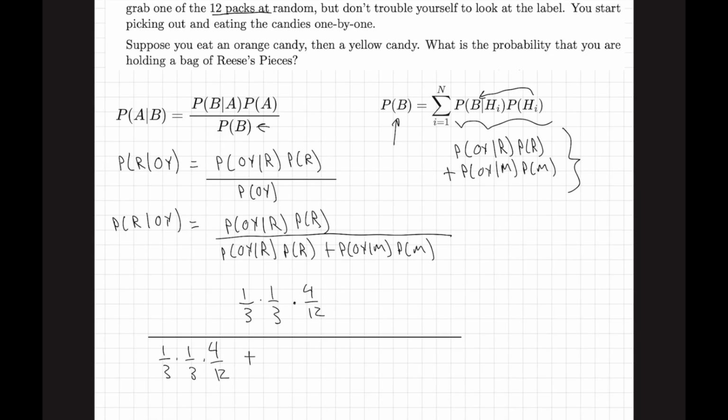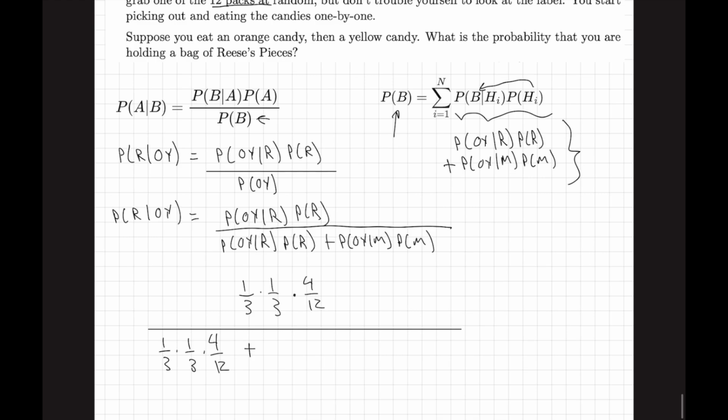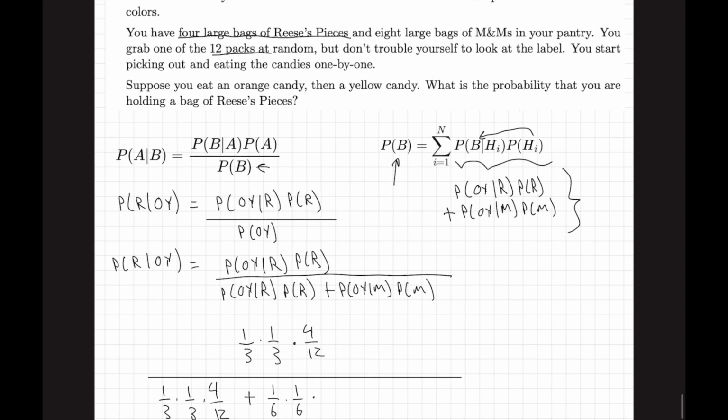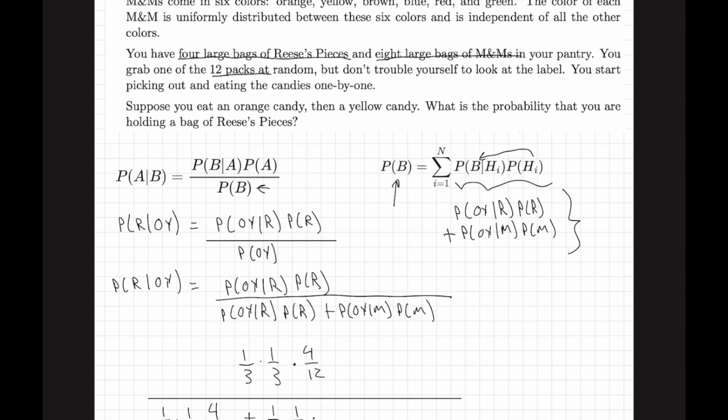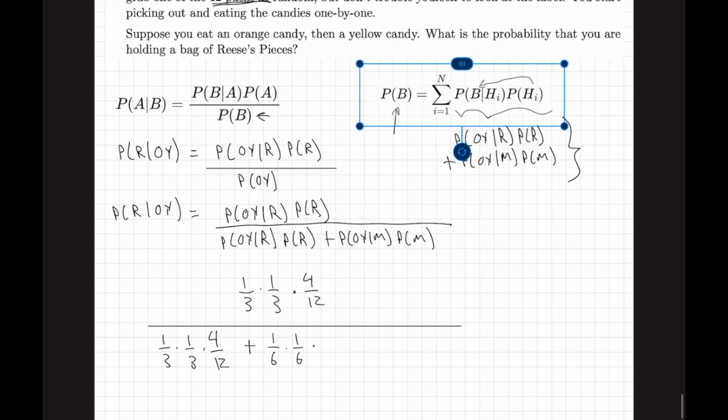But we're also going to add the probability of orange yellow given M&Ms and multiply that by the probability of M&Ms. So since there's 6 to choose from and it's uniformly distributed, we have 1/6 times 1/6, and it's also independent. We also need to multiply by the probability of picking M&Ms in the first place. And since there's 8 bags of M&Ms out of the 12, it's going to be 8 over 12 here. And doing a little simplification in the numerator here, we have 1/3 times 1/3, which is 1/9, and then times 4 over 12, which is the same thing as 1/3.